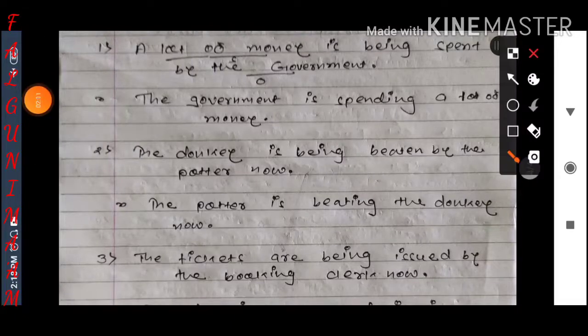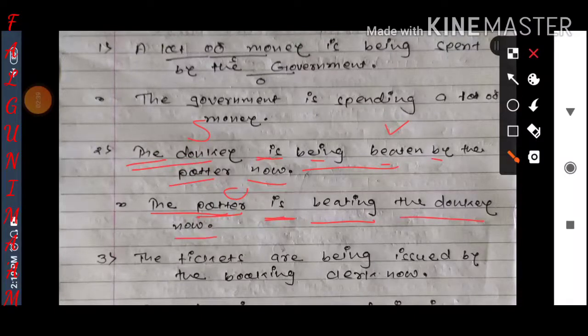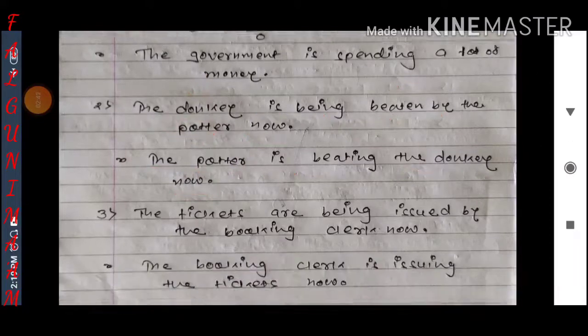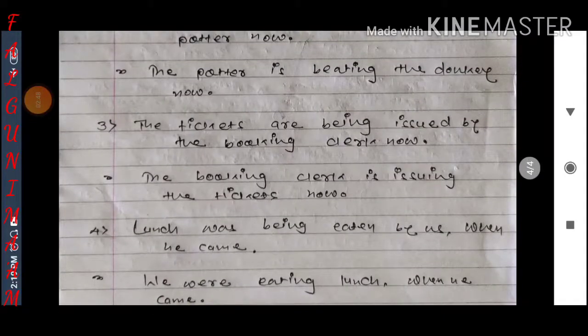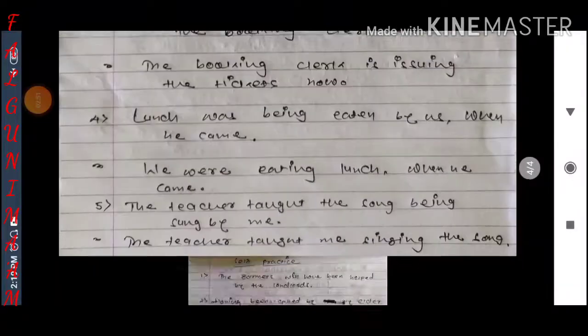Next, the donkey is being bitten by the potter now. So find your subject, verb and object. Convert into active one. Now put your object in place of the subject. So potter, is remains is because this is a singular subject, is being bitten converts into beating, and the subject in place of the object, the donkey now. The potter is beating the donkey now. Exactly, you have to do the reverse procedure of whatever you did with the active one, when converting an active sentence into passive.